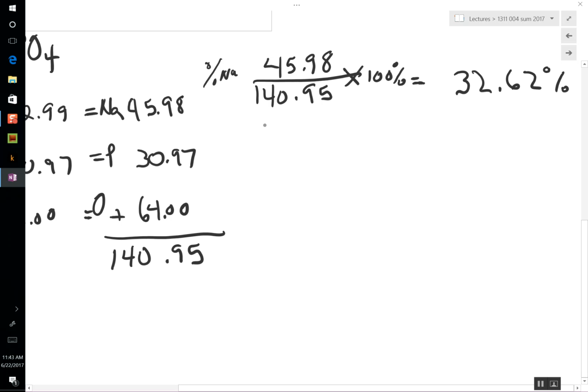Let's do all of them. The phosphorus, what part is the phosphorus of the whole? We're always dividing by the total mass of the sodium phosphate. We're putting in the numerator what part of it is phosphorus.